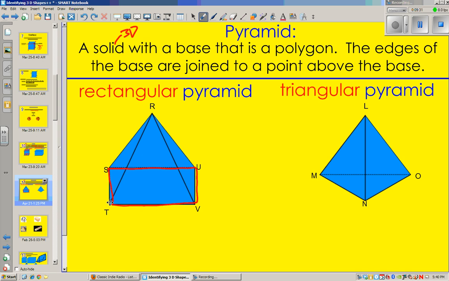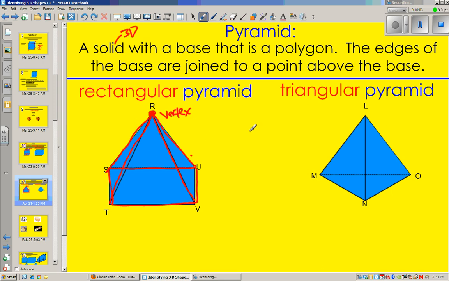Now the edges of this base, they come up and they all join to this one point up above the base, or vertex. Remember, when we have edges that come together, it's a vertex. And this is a special vertex on a pyramid because all of the edges come to that point. Instead of having another rectangle up here, like on a prism, they come to a point.